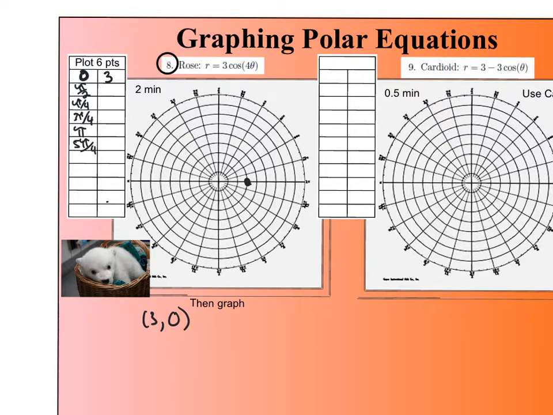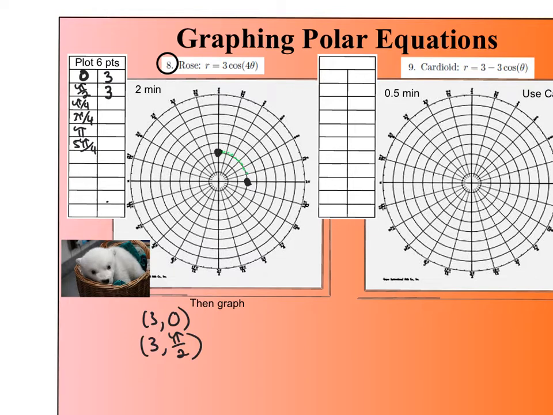Okay, so let's do 4 times pi over 2, which would be 2 pi. Cosine of 2 pi, again, is 1. So at pi over 2, we're at 3 again. So I'm going to graph 3, comma, pi over 2. That means you extend out 3 and you swing to pi over 2. I could show that this way, which would give you this point.